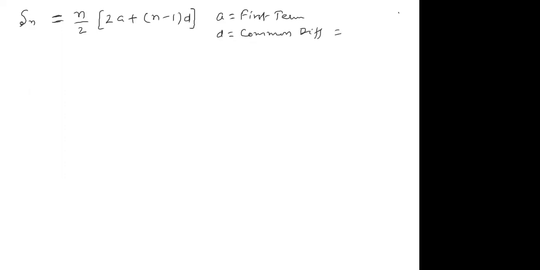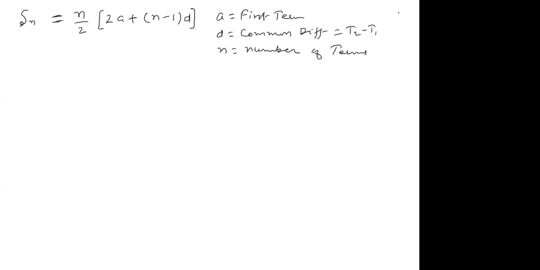So D is equal to the second term minus the first term, or the third term minus the second term, or Tn minus Tn-1. And N is the number of terms. How many terms do you want to find the sum of? Number of terms.